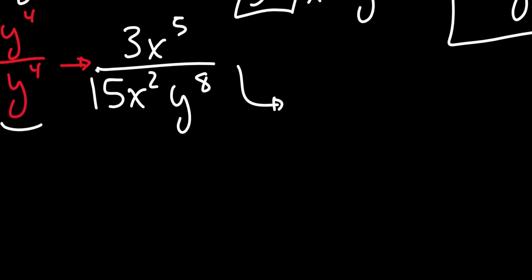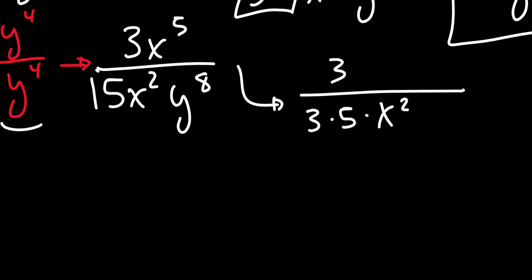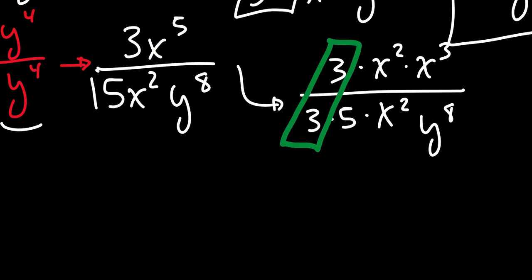So this is 3 over 3 times 5 times an x squared. In my numerator, I've got this x squared times an x cubed. I just chose to rewrite this x to the fifth power, and the reason why is so I can see the giant 1 clearly. And then don't forget that there's a y to the 8th that still lives in the denominator. So what can I get rid of? Well, 3 divided by 3 is the number 1. And also this x squared over x squared is also the number 1.